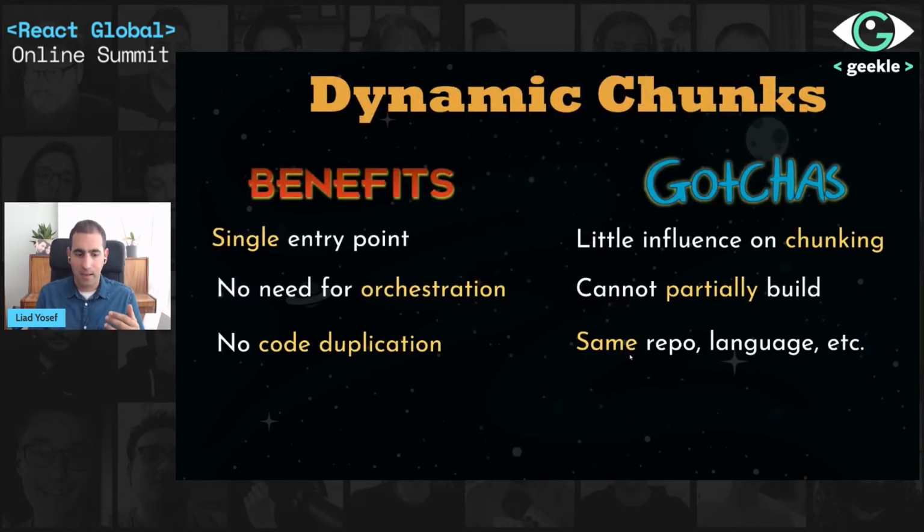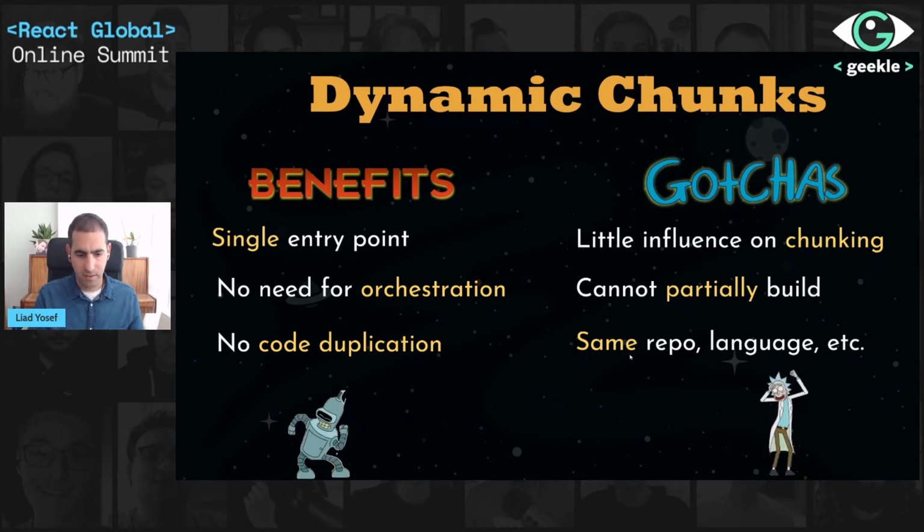And that's basically the benefits and gotchas of dynamic chunks. So the benefit of a dynamic chunk approach is that you have a single entry point and you don't need orchestration because Webpack does it for you behind the scenes, and there is no code duplication. Webpack makes sure that there is no duplicate code in the same screen. It just bundles it into one bundle. But the gotcha is that you have very little influence on chunking, and you cannot do partial builds. You cannot say, okay, I want to build only the editor or only the dashboard. You have to build everything and let Webpack bundle and create dynamic chunks for everything.